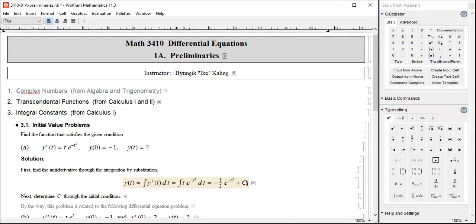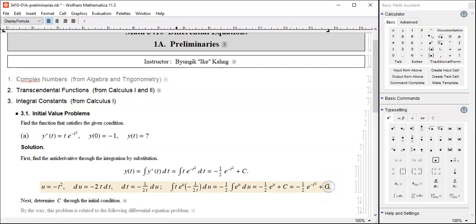By the way, how do you take this antiderivative? Let's have a very brief review on integration by substitution. Take u as the inside and look at the derivative of this. The derivative is negative 2t. Does it show up here? Yeah, we have t here. Indeed, this is the integration by substitution, u equals negative t squared.